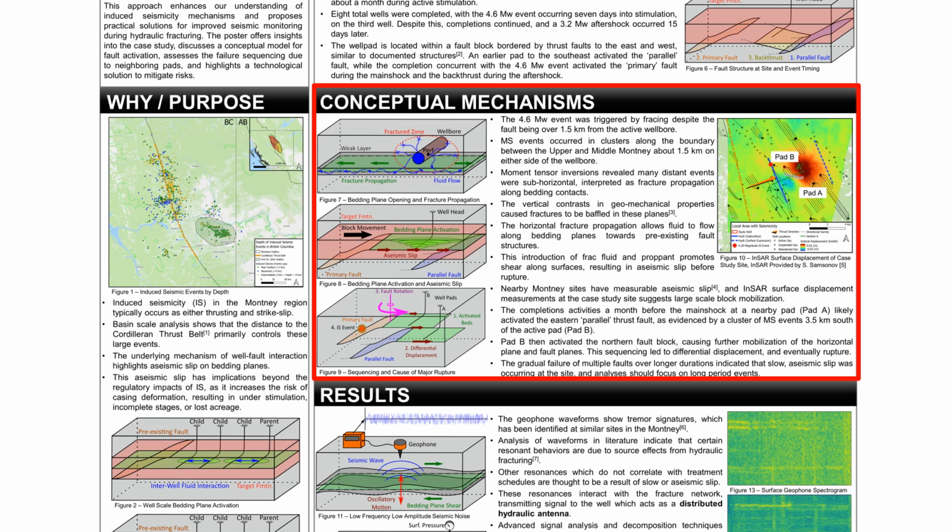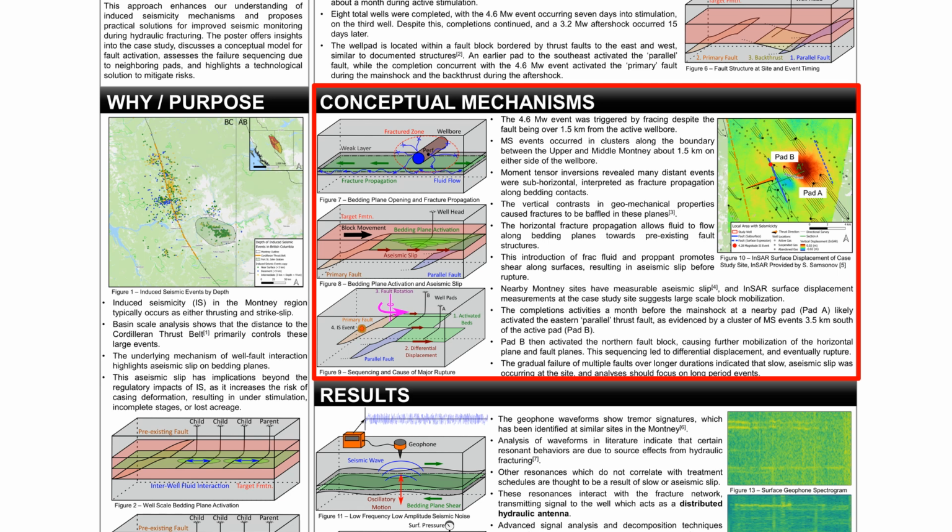The vertical contrast in geomechanical properties is believed to have caused fractures to be baffled within these bedding contact planes, such that horizontal fracture propagation allowed for this plane to be activated and for fluid to flow along these bedding planes towards pre-existing fault structures. In addition to this, the introduction of fluid and proppant promoted shear failure along these surfaces, resulting in aseismic slip before the fault actually ruptured.